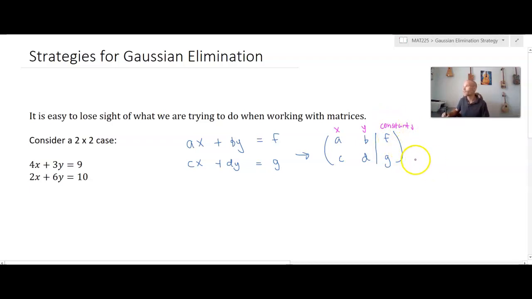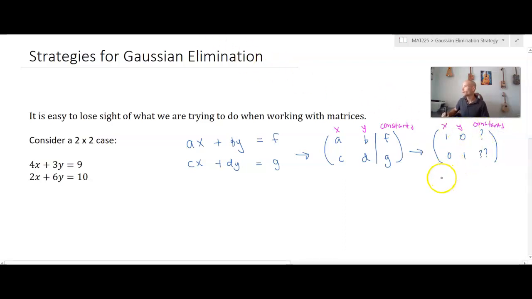What we want in the end is something that looks like this: 1, 0, something, and 0, 1, something else. I'm just denoting those with a question mark and a double question mark. The reason we want that is because when we read this matrix off as our final solution, keep in mind that this is still equivalent to the original system that we dealt with.